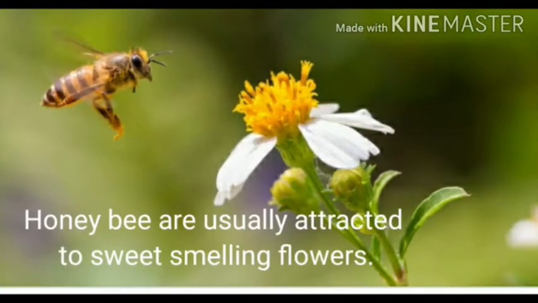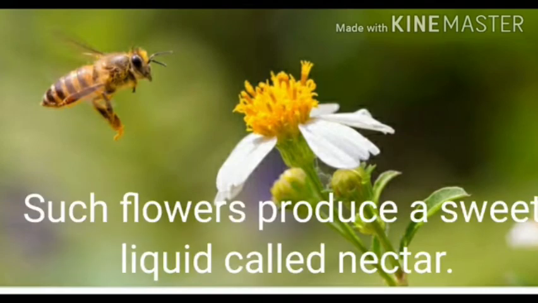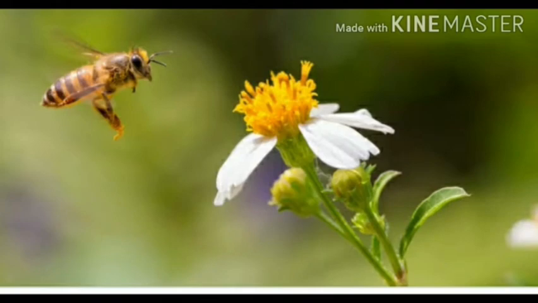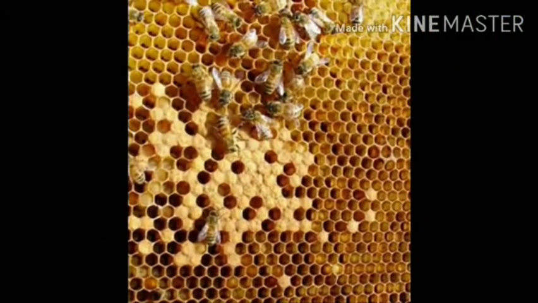Honeybees are usually attracted to sweet smelling flowers. Such flowers produce a sweet liquid called nectar. Honeybees suck nectar from flowers and carry it to the hive where they live.